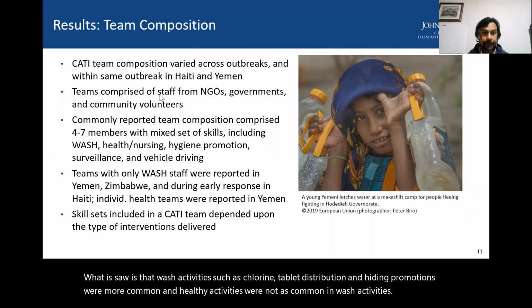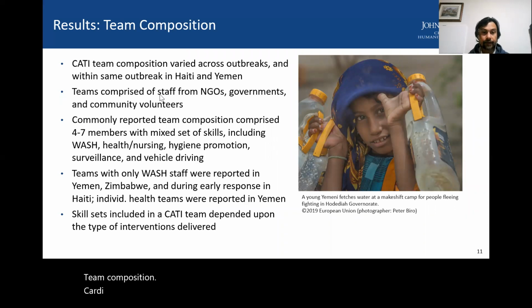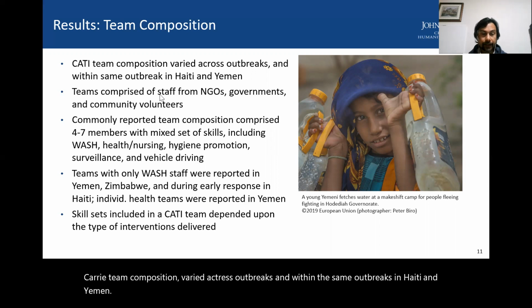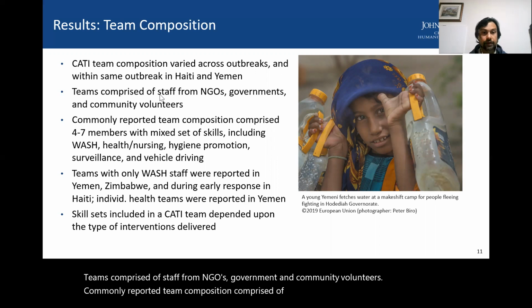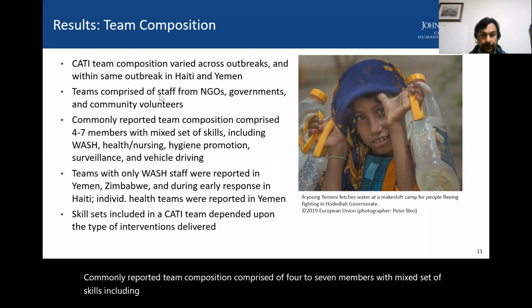Team composition. CATI team composition varied across outbreaks, and within the same outbreaks in Haiti and Yemen, teams comprised of staff from NGOs, government, and community volunteers. Commonly reported team composition comprised of 4 to 7 members with mixed set of skills, including WASH, health, nursing, hygiene promotion, surveillance, and vehicle driving.